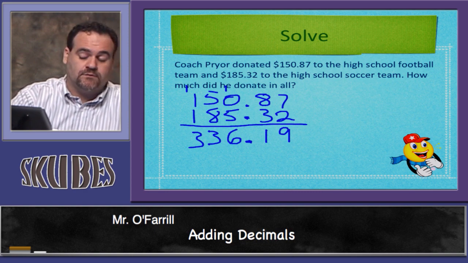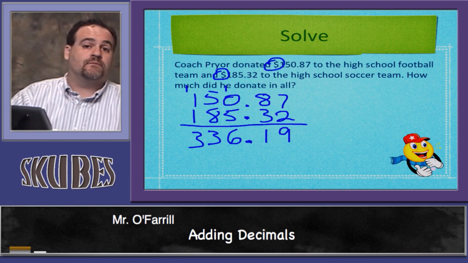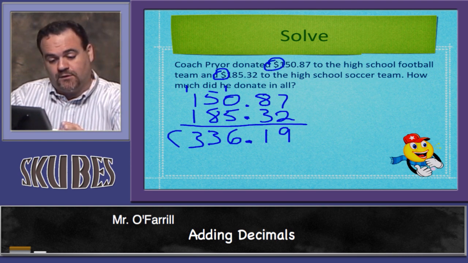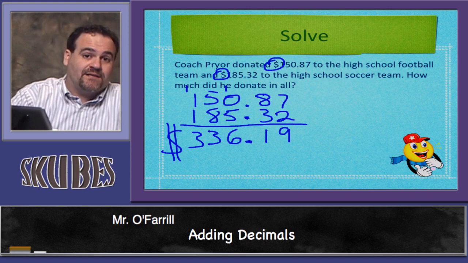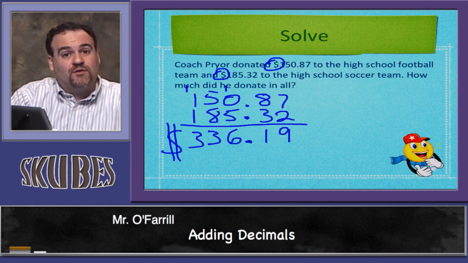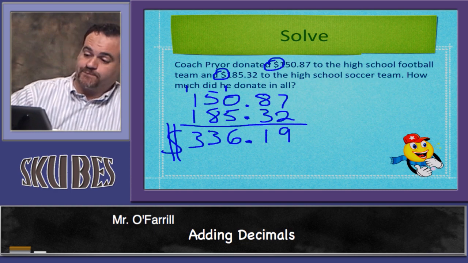336.19 what? It's money. $336.19. Remember, for every word problem, be sure to put those units back in so that your answer makes some sense, because these are real-world type scenarios.